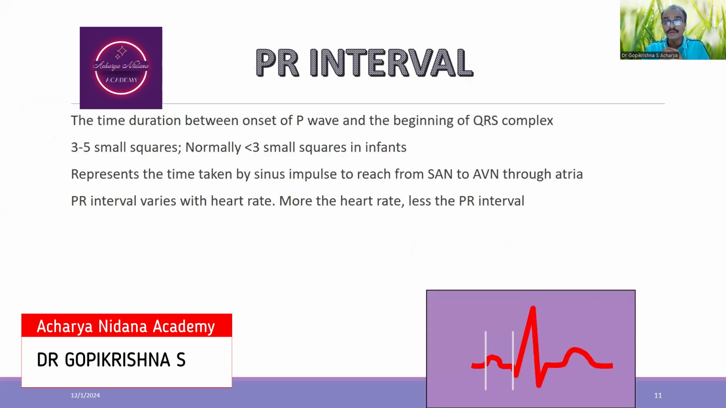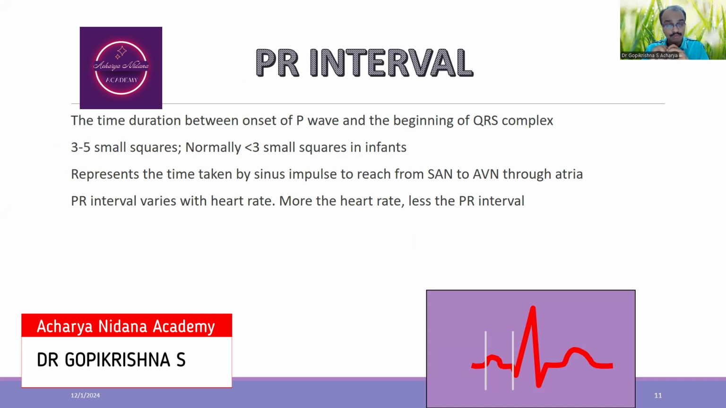Now, we are going to look into the different intervals. When you think about the PR interval, this is defined as the time duration between the onset of the P wave till the beginning of the QRS complex. Normal PR interval will be 3 to 5 small squares. One small square represents 0.04 second. So that means the PR interval will be 0.1 to 0.2 seconds.